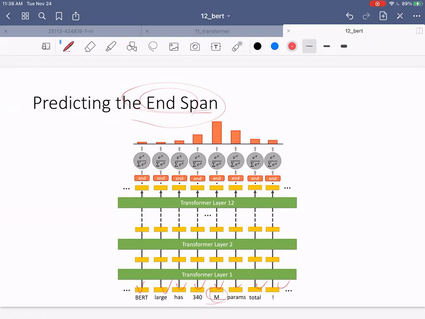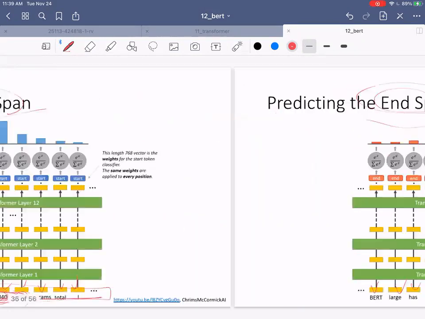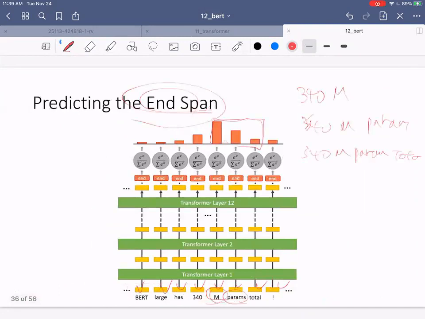But it might as well be params. So the answer could be either 340 million, or 340 million parameters, or 340 million parameters total. They are all valid answers, basically. So that is why you have a distributed softmax probability. So yeah, that should be the reality.